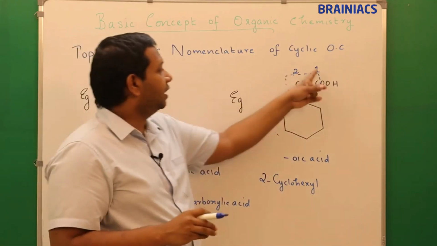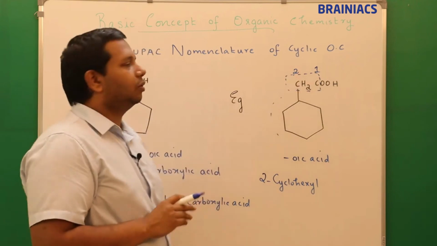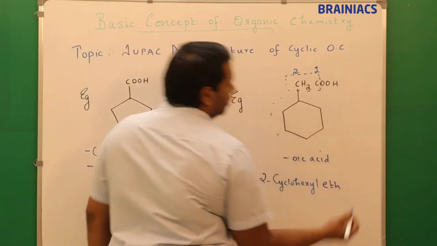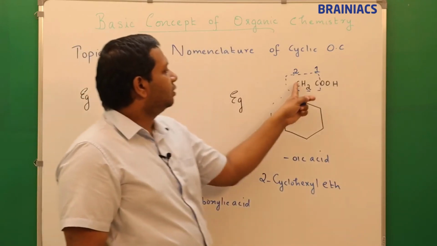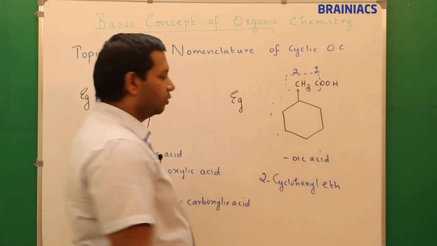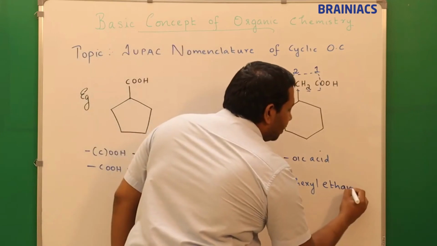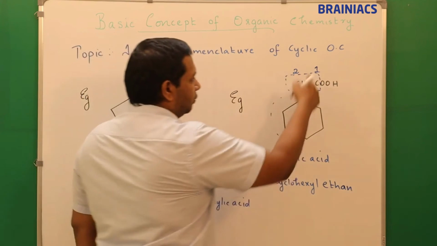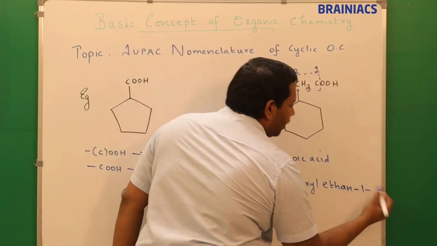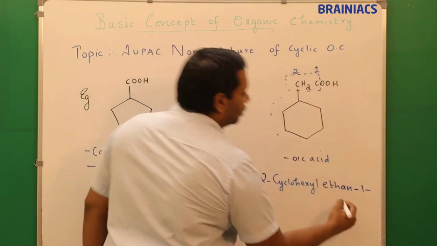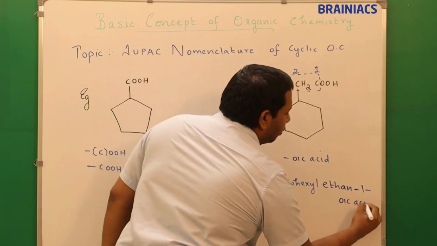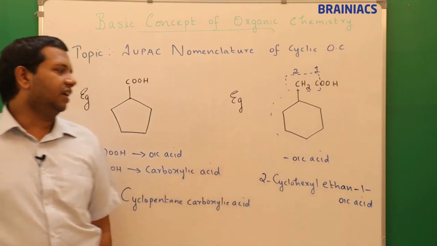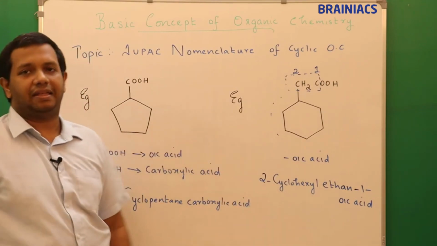Why? Because the parent chain is a linear compound. The word root is 2 carbons, so eth. These two carbon atoms are linked by a single bond, so I can say ethane. And the 2 degree suffix is there, that is carboxyl at what position? First position. So ethane 1, and we will use the term oic acid. So the answer is 2-cyclohexyl ethane 1 oic acid.